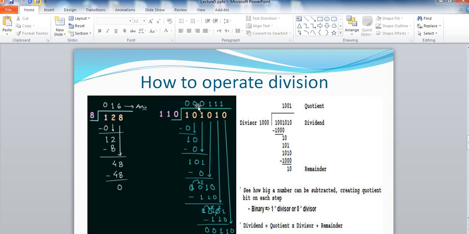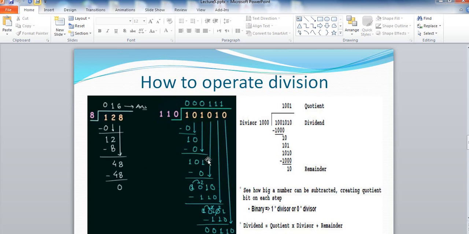Any 0s on the left side are not considered. So the result of the dividend divided by the divisor gives you a quotient of 111. The 0s on the left count as nothing, so we don't care about the 3 zeros on the left.